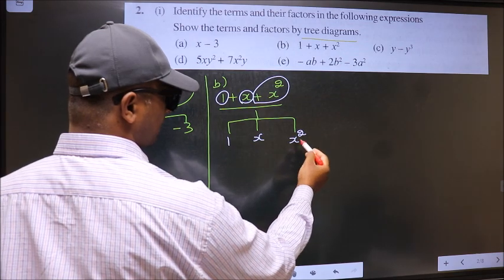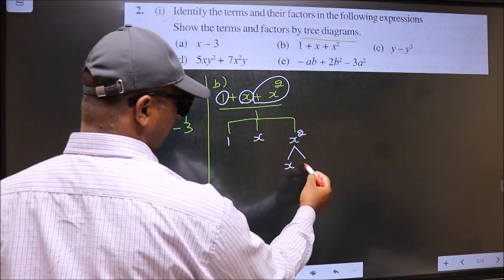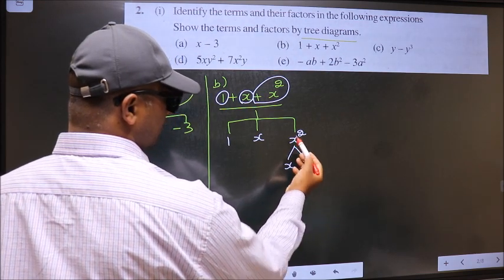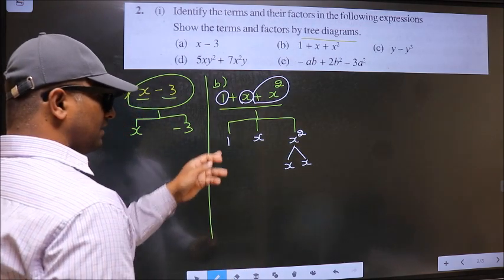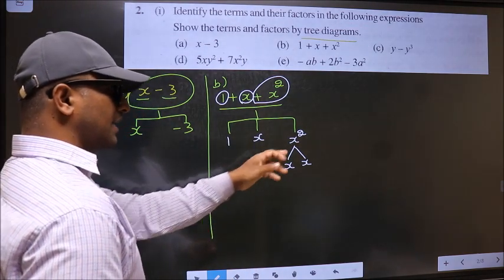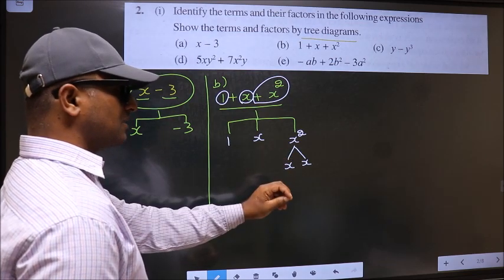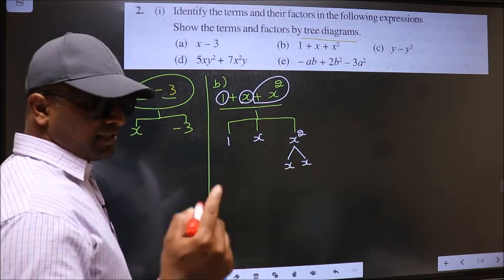How do we get x square? We get x square by multiplying x and x. So these two are called its factors. Clear? Here 1 as it is, x as it is, but to get x square we multiply x and x, we get x square. So these two are its factors.